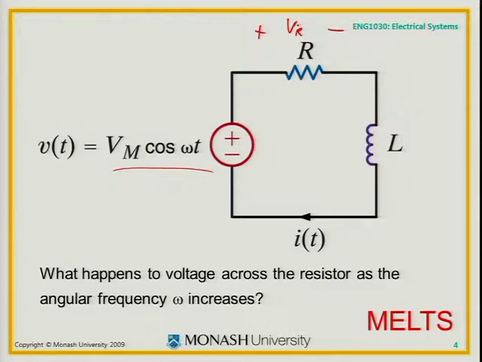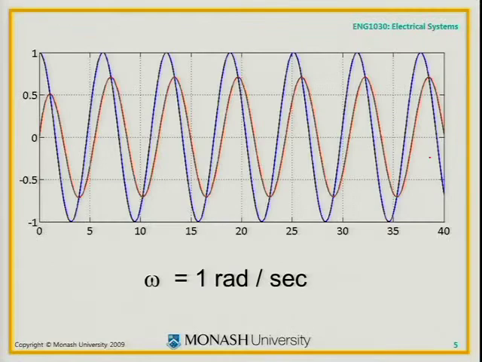The special case that Vm was 1 volt, this is 1 ohm, and this is 1 Henry, but it's just as good as anything else in terms of illustrating the general behaviour. The blue line up there is the input voltage, Vm cos omega t, for this particular case, where omega is 1 radian per second. And the red is the output voltage, so the voltage across the resistor.